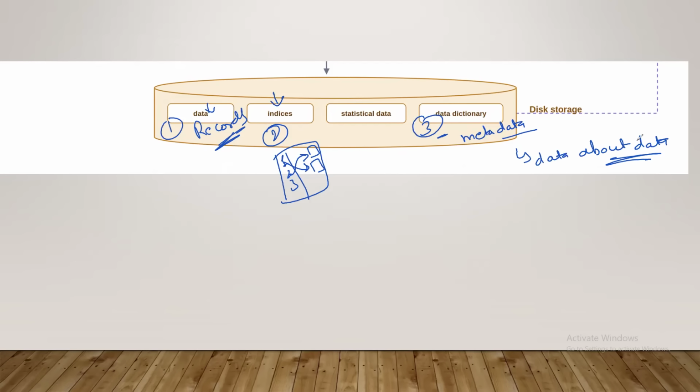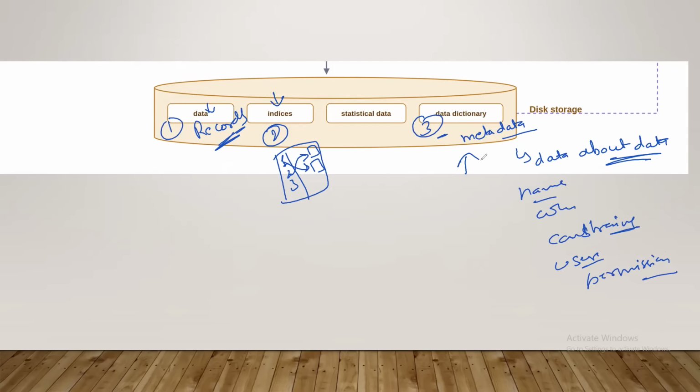It is the database about the database. The funny part, what is data about data? That means it maintains the complete information about your table names, its columns, its constraints, who are the users, and what permissions they have. Everything is being maintained in the data dictionary.